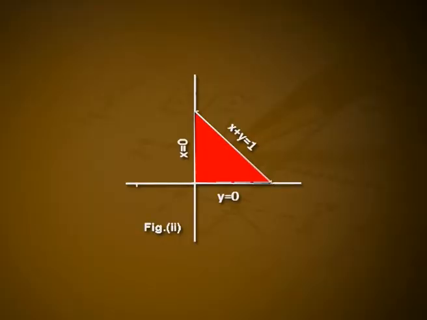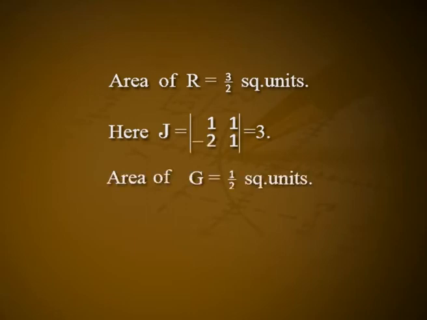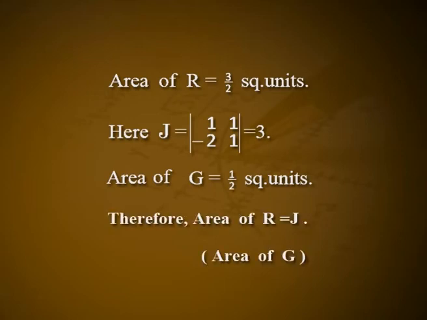Plugging the transformation u equal to x plus y, v equal to y minus 2x into the given equations, we obtain the region G as in figure 2, bounded by x plus y equal to 1, x equal to 0, y equal to 0. It is again a triangle but a nicer one to deal with. Area of R equal to 3 by 2 square units. Here J equal to the determinant with first row 1, 1, second row negative 2, 1, which is equal to 3. Area of G equal to half square units. Therefore, area of R equal to J times area of G.